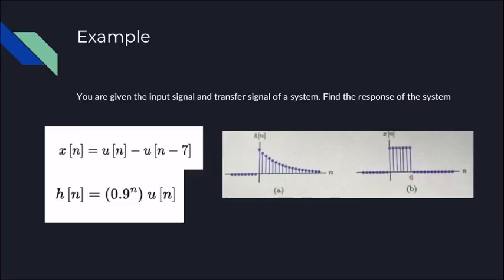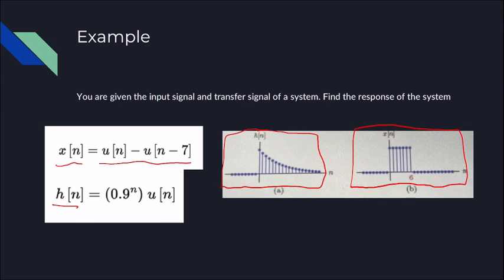And here we have an example, and we are given the input signal and the transfer signal of a system with their respective graphs. Here we have the input signal x of n, expressed with this expression, and its graph is this one. And we have the next signal, which is going to be convolved with x of n, which is h of n, and it's this one right here.